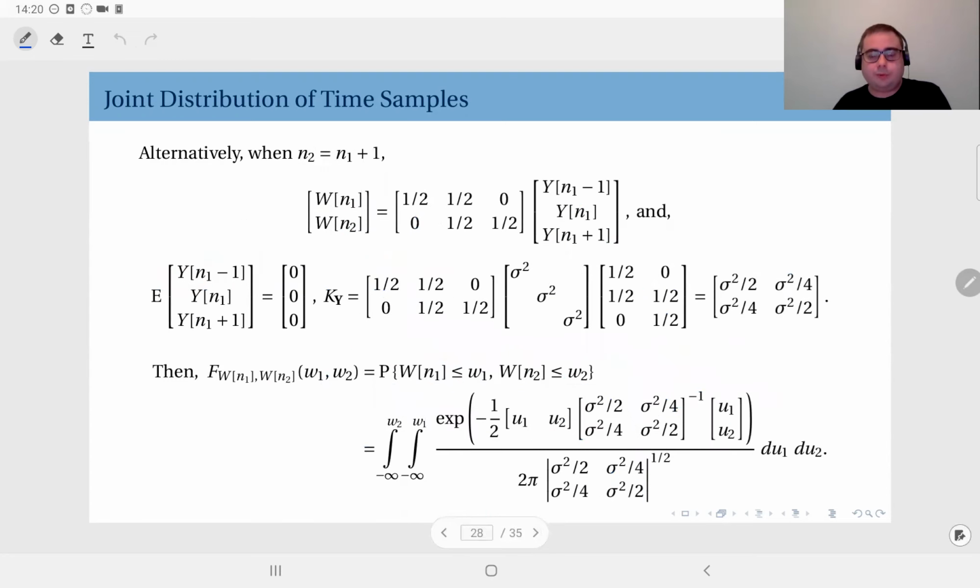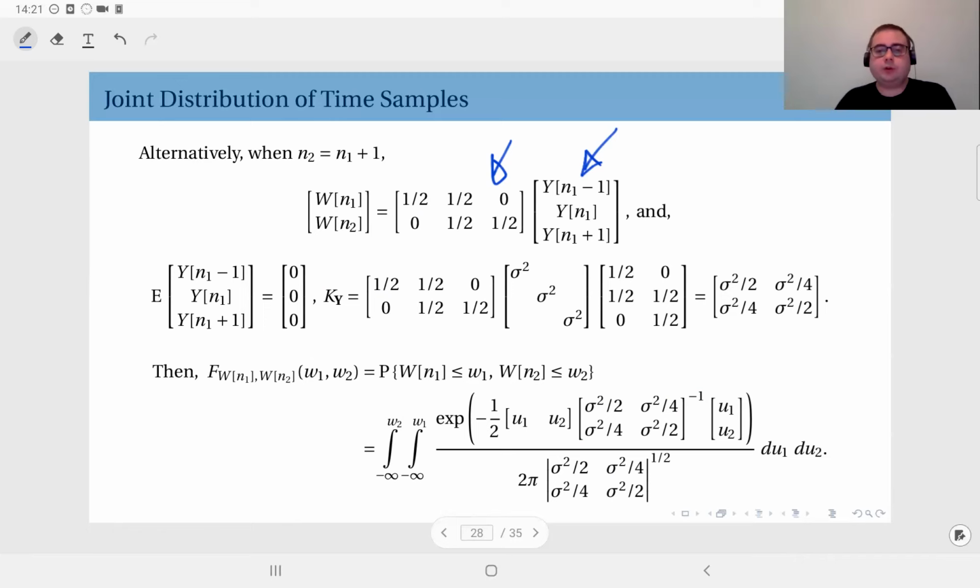Since we would like to compute the joint distribution, we can look at Wn1 and Wn2 as a random vector. And we know that both of them are linear combinations of IID Gaussians. When Gaussians are IID, they are obviously jointly Gaussian. Therefore, I can write W vector as this linear combination in terms of the outcomes of yn.